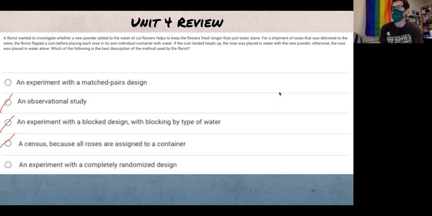It would be matched pairs if she said, for every 2 sets that go out, I'm going to flip a coin for the first one. If the first one gets the powder, then the second one gets the regular water. If the first one gets regular water, the second one gets the powder. But it's not done that way. It's just that every single one of them gets its own coin flip.